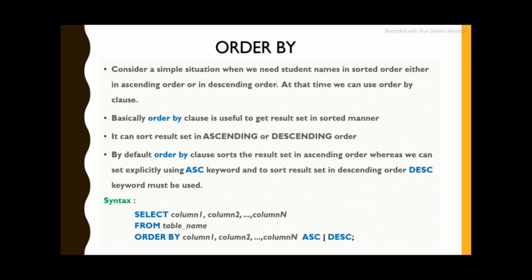Consider a simple situation when we need student names in sorted order, either in ascending order or in descending order. At that time we can use order by clause. Basically, order by clause is useful to get result set in sorted manner. It can sort result set in ascending or descending order. By default, order by clause sorts the result set in ascending order, whereas we can set it explicitly using ASC keyword. And to sort result set in descending order, the keyword DESC must be used.